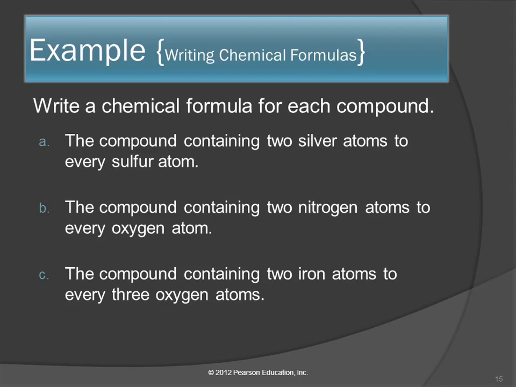So write a chemical formula for each compound. The compound containing 2 silver atoms to every sulfur atom. We need the symbols for these elements. What's the symbol for silver? Ag. So Ag is a metal, right? And what's the symbol for sulfur? S. And sulfur is a nonmetal, and so silver goes first, and the nonmetal goes second. And then there's 2 silver atoms, so I'm going to put a subscript 2 after the silver symbol, and after sulfur I'm not going to put anything, because I don't need to write the number 1.